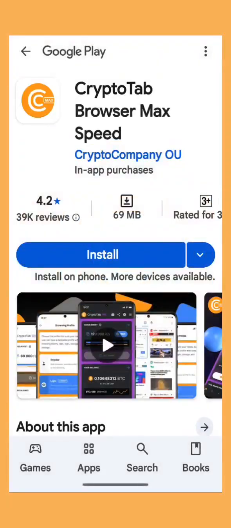Okay, so CryptoTab presents itself as a web browser. Think Chrome, Firefox, that sort of thing. But it has this built-in mining function. The big selling point is earning small bits of Bitcoin, BTC, passively. And it's not just for computers. Nope. It's available across platforms. There's an app for Android, iOS too.